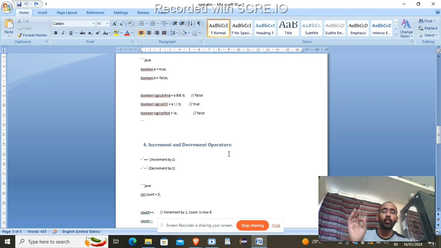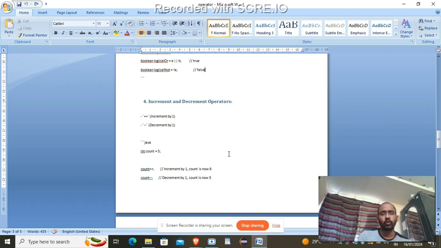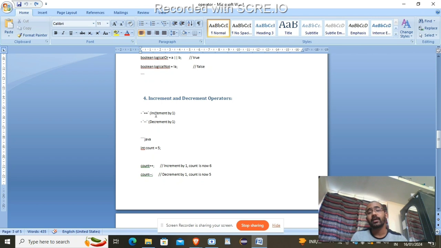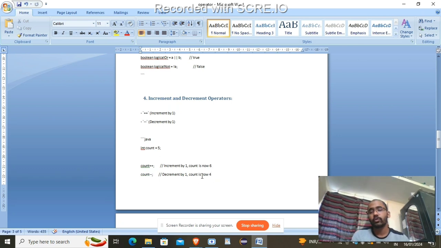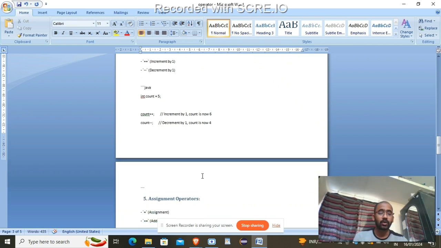That's why these are the most useful operators in programming, like in loops, where we constantly use the increment and decrement operators. They help a lot in our programming. You just know that plus plus means incremented by one, and minus minus means decremented by one. If count is 5 and we use count plus plus, it goes to 6. If it is minus minus, it goes directly to 4. You will learn these in the next video, so don't worry.